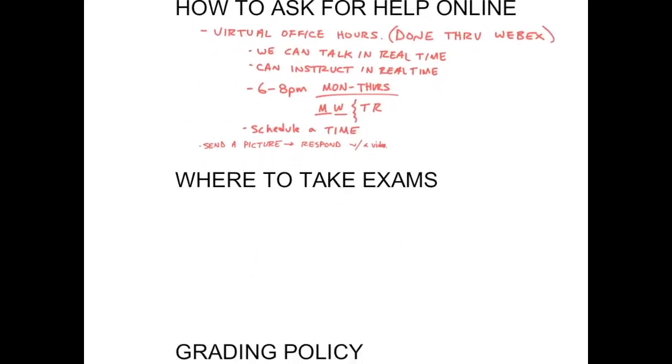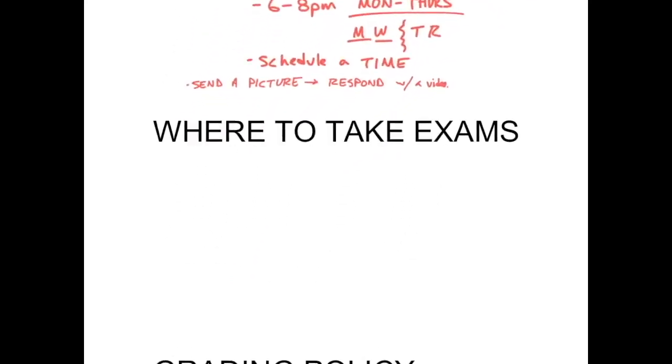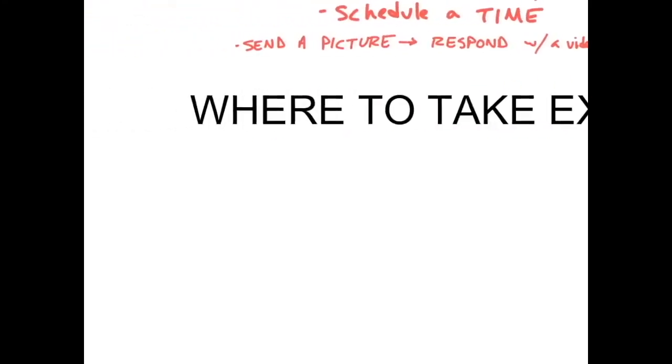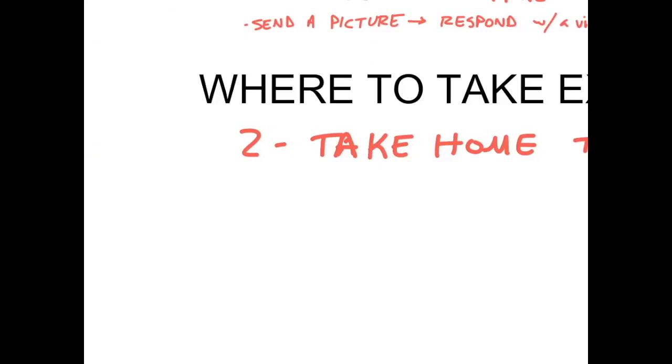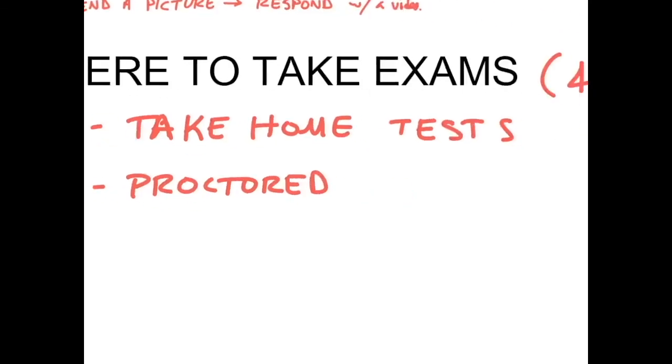One of the things that we have to talk about is where to take exams. You are going to take 4 total assessments. 2 will be take-home exams, and we're going to call those tests. Then you will take 2 proctored exams. A proctored exam means that you have to go to a CMC location.